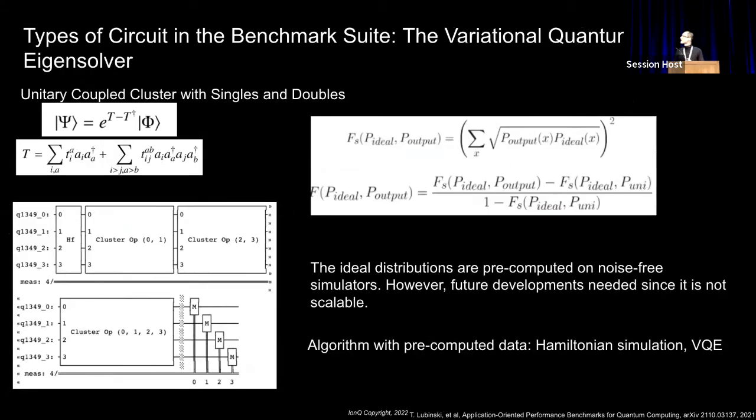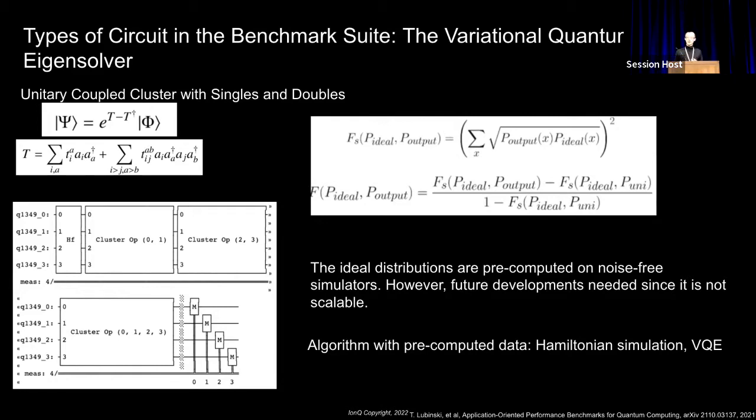Another type of circuits are the VQE circuits. For the VQE circuit in the benchmark suite, we implement the unitary coupled cluster with singles and doubles. The ansatz looks like this, the exponential of T minus T dagger, acting on some reference state. The T operator is the summation of excitation operators in chemistry, and we truncate that to only singles and doubles for the UCCSD ansatz. And the circuit looks pretty much like that. At the bottom, the qubits initialize the Hartree-Fock state, and we perform the T operations. The first 2 correspond to singles, and the last one corresponds to a double excitation.